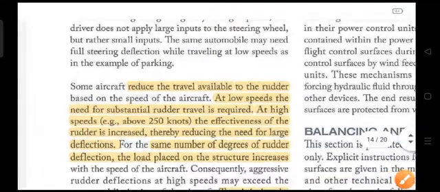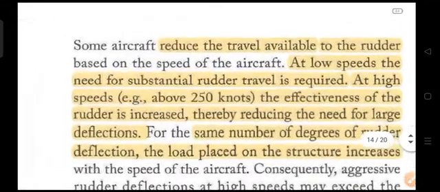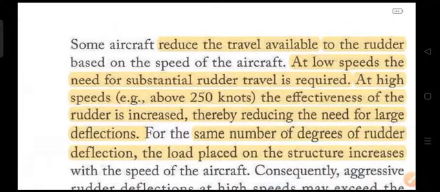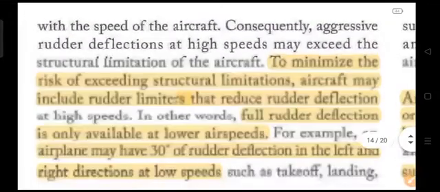But normally over here we generally want to know about the rudder, because we are talking about the rudder limiter. So this is sort of a limiting device. At low speeds, substantial rudder travel is required, which means a lot of rudder movement at a greater angle. At high speeds above 250 knots, the effectiveness is so much that such a huge extent of rudder movement is not required. For the same number of degrees of rudder deflection, the load placed on the structure increases very much if you move it to a greater extent.